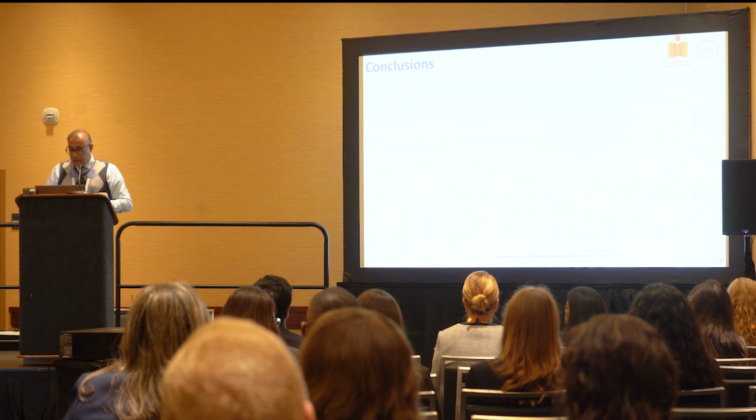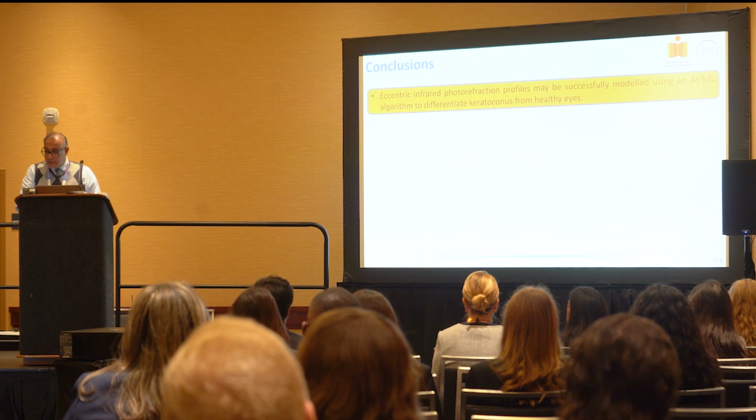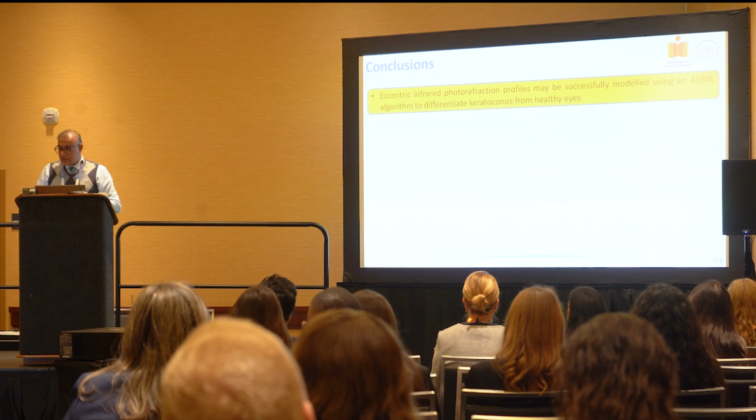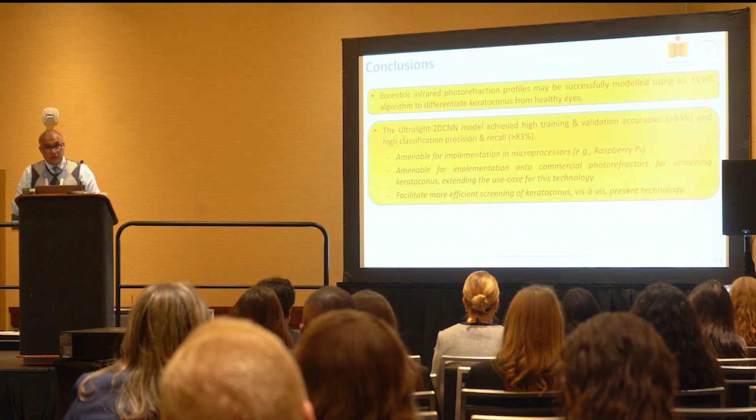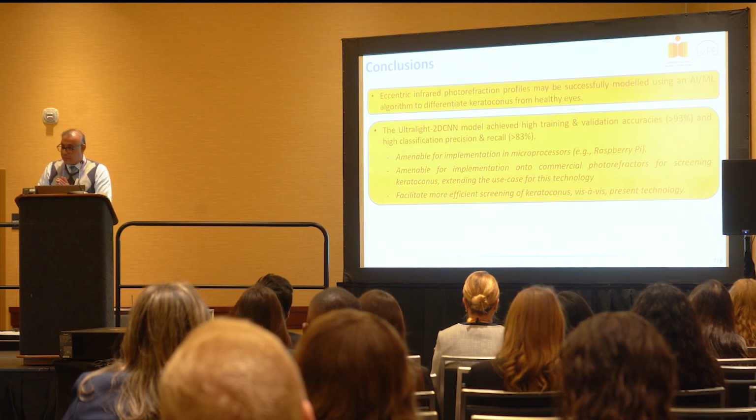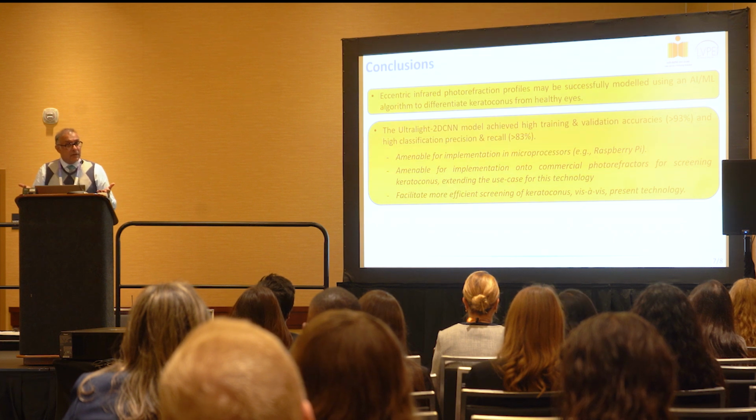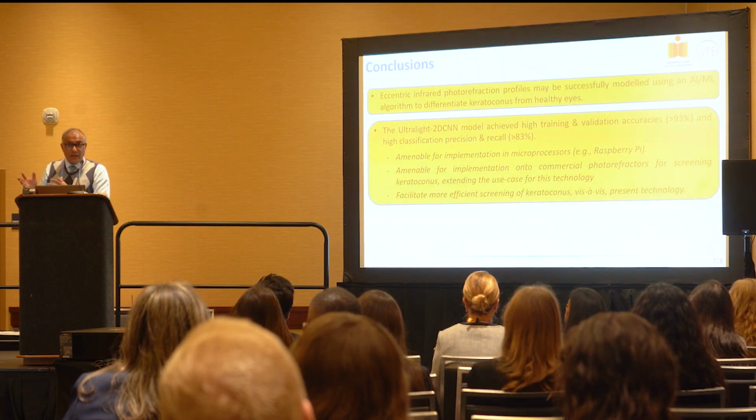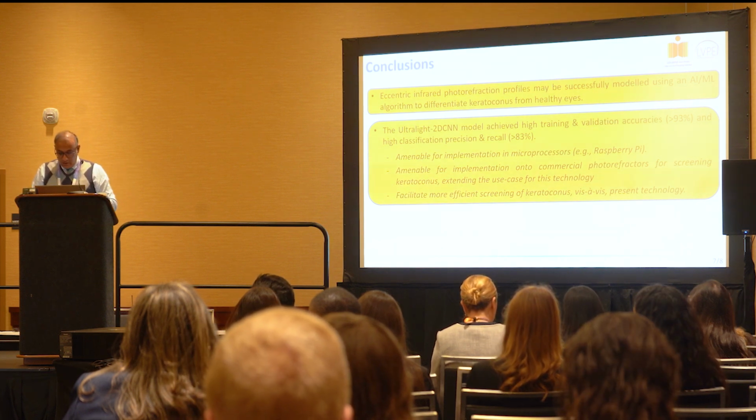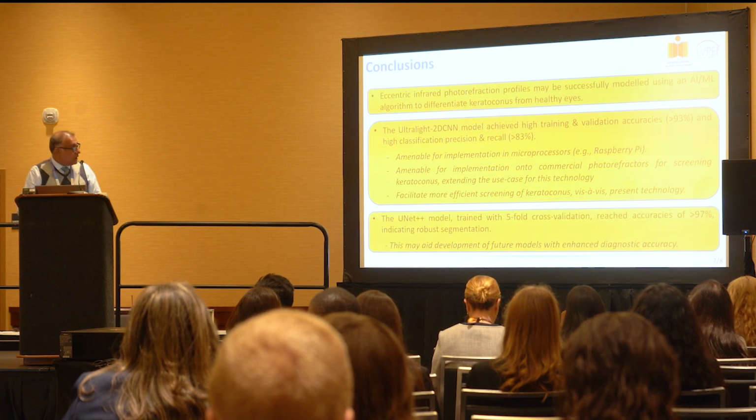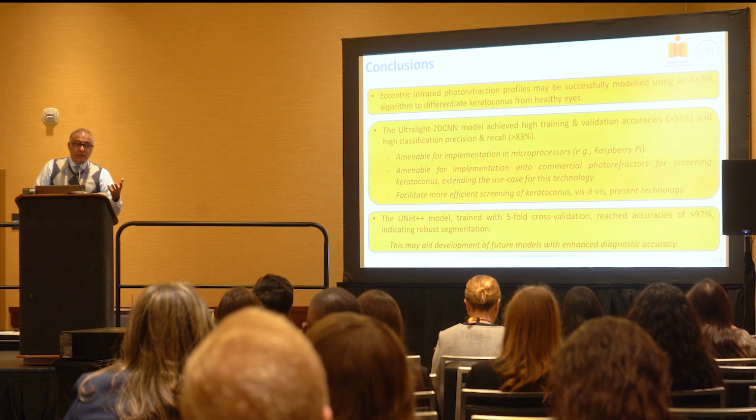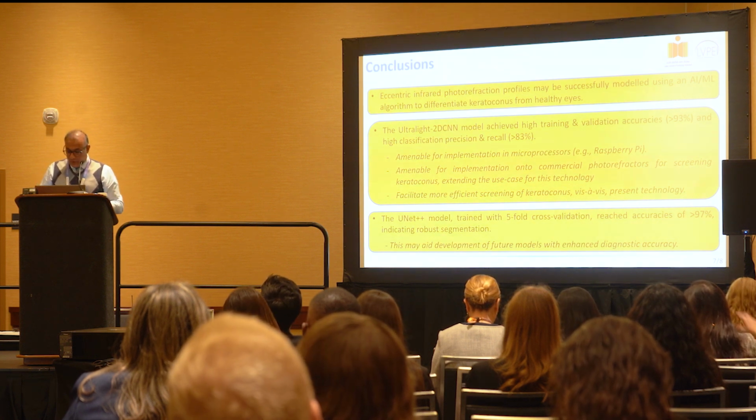So in conclusion, I think the infrared photorefraction profiles may be successfully modeled using AI/ML modeling approaches for differentiating keratoconus and controls. The ultralight CNN has good training, validation, accuracy, and precision, amenable to implementation in Raspberry Pi sorts of microprocessors. We are starting to work with commercial entities that have photorefraction technique to implement this technology onto them so we can extend the use cases of the existing photorefractors. The UNet model gives us a lot more details about what this pattern of keratoconus is looking like. So we want to use that to go ahead and train these models additionally for even better results.